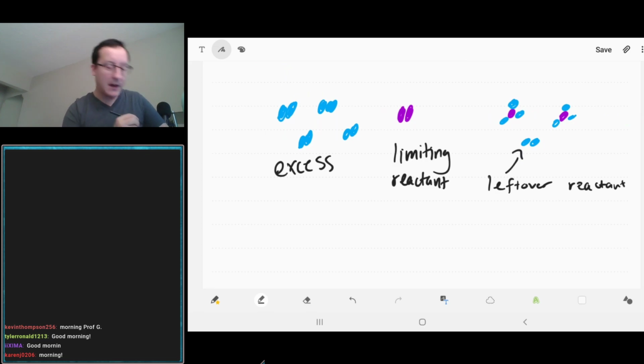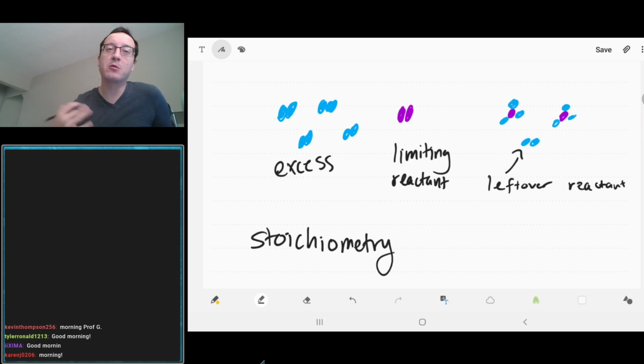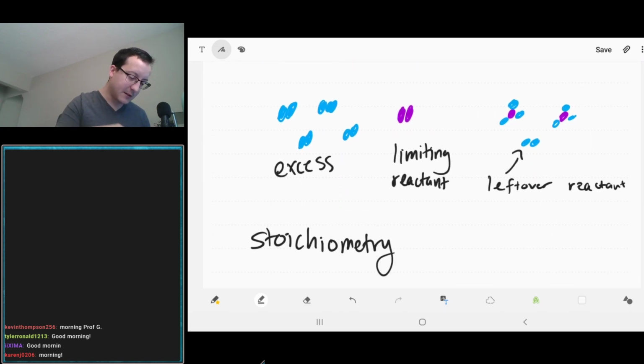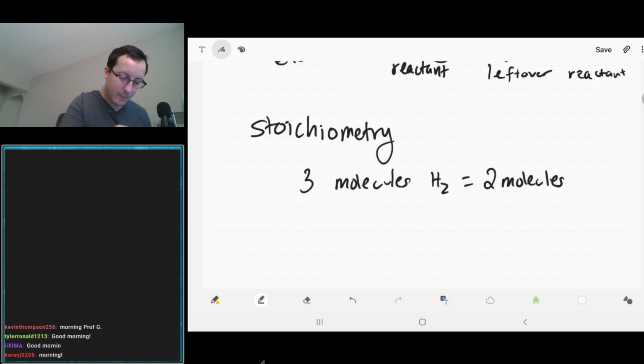To make things complicated, the chemists have given this the fancy name of stoichiometry. That is how we're relating quantities of chemical compounds in a reaction. So I'm going to copy one of these conversion factors up here. We saw that 3 molecules of hydrogen would give us 2 molecules of ammonia. Again, those are the coefficients from the reaction.